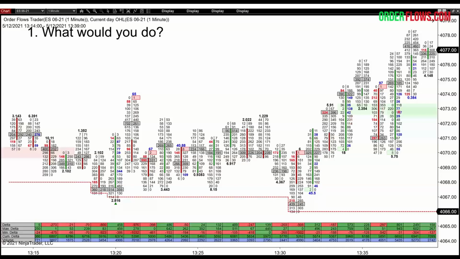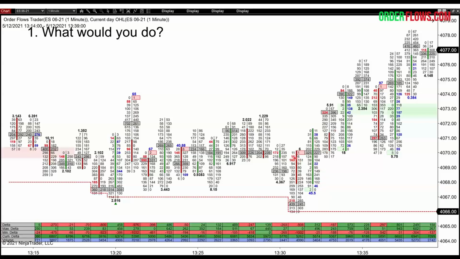Now over here, you have two bars that have stacked buying imbalances, 1 and 2, right here. And this is how most order flow traders look for imbalances. They look for stacked imbalances. But what I'm trying to impress upon you today is they don't need to be stacked on top of each other. They just need to be in the bar, right?